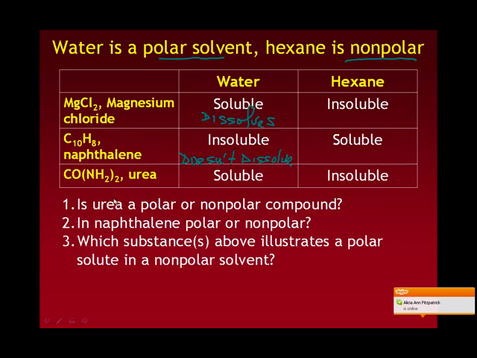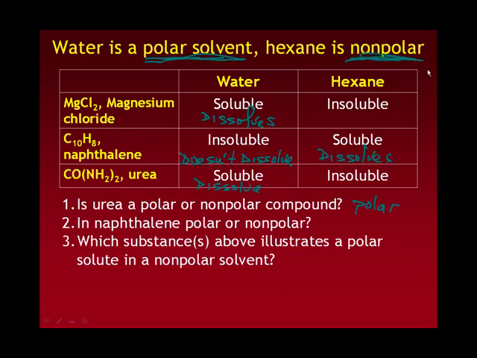So, if we're looking at urea, is it a polar or a nonpolar compound? Well, it dissolves in water, but not in hexane. Since the rule is like dissolves like, and it tells us up here at the top that water is a polar solvent, then urea must also be polar. And then we ask about naphthalene, which is a component of mothballs: is naphthalene polar or nonpolar? Well, it's soluble in hexane.